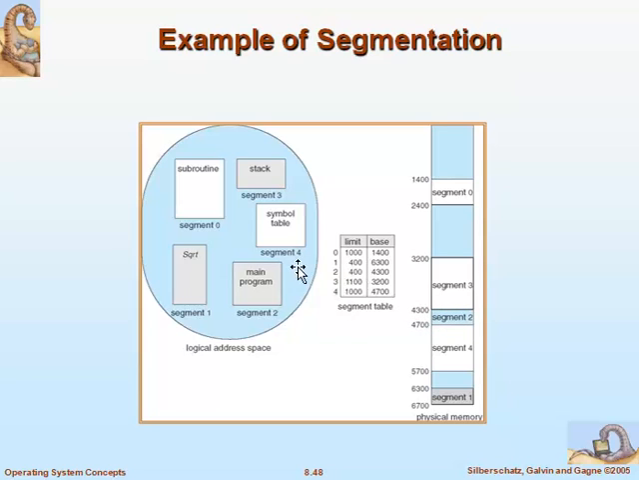Similarly, segment 1 starts at 6300 and its length is 400. So 6300 to 6700. So that is how each segment is mapped to the physical memory.